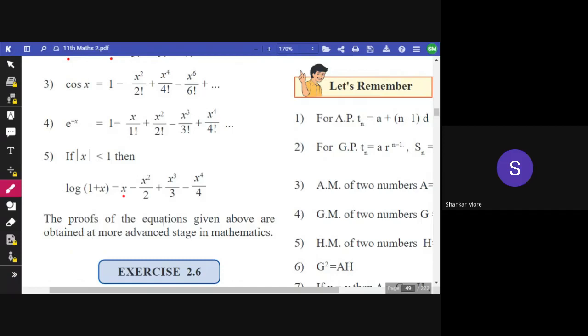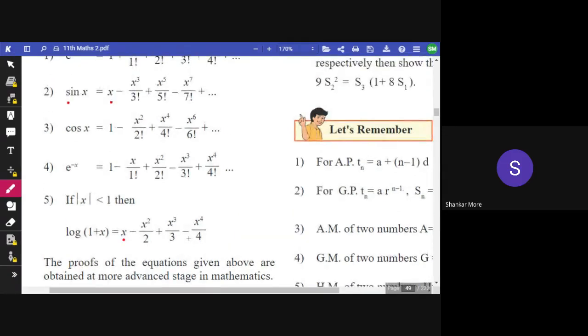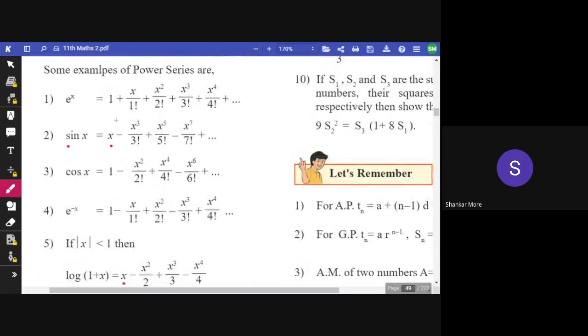The proofs of the equations given above are obtained at a more advanced stage in mathematics, so we don't need the proofs of these series expansions as of now in the 11th standard. You just have to write all these series expansions, and they are going to be helpful for you in solving the examples. Especially in trigonometry they are going to help you. So how can you remember this? See, there is a pattern in it.